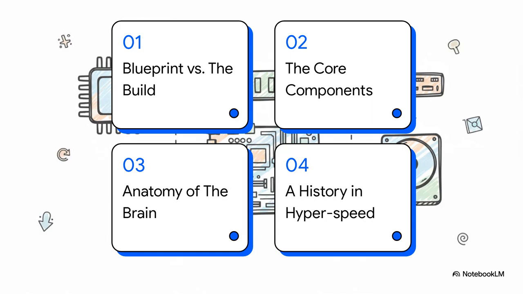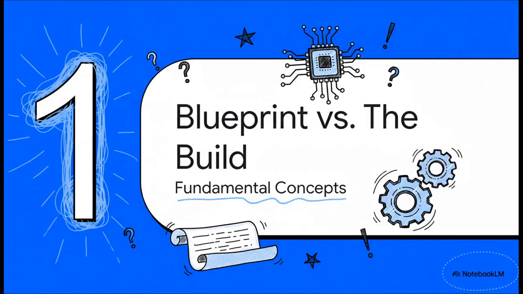So, here's our syllabus for today. First, we're going to separate the blueprint from the actual build. Then, we'll look at the core components, the parts every computer has to have. After that, we're going to dissect the brain itself, the CPU. And we'll wrap it all up with a lightning round on the history that got us to where we are today.